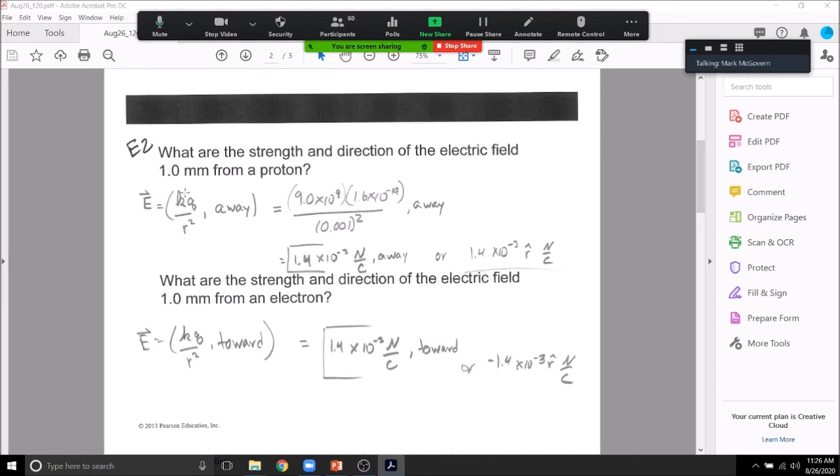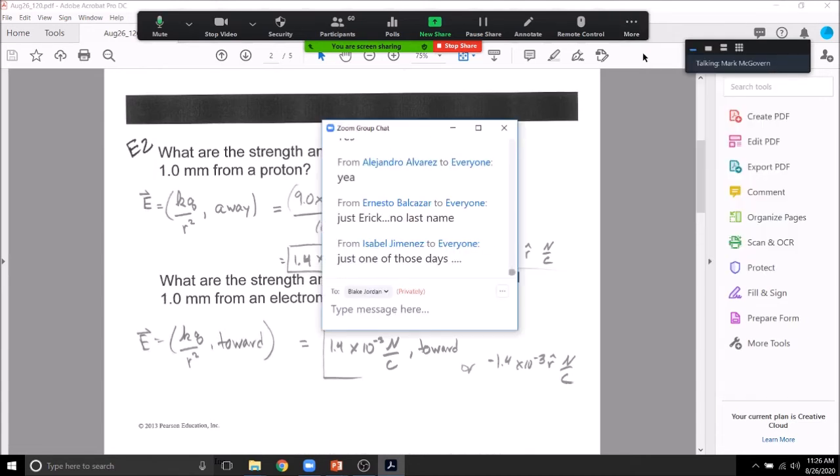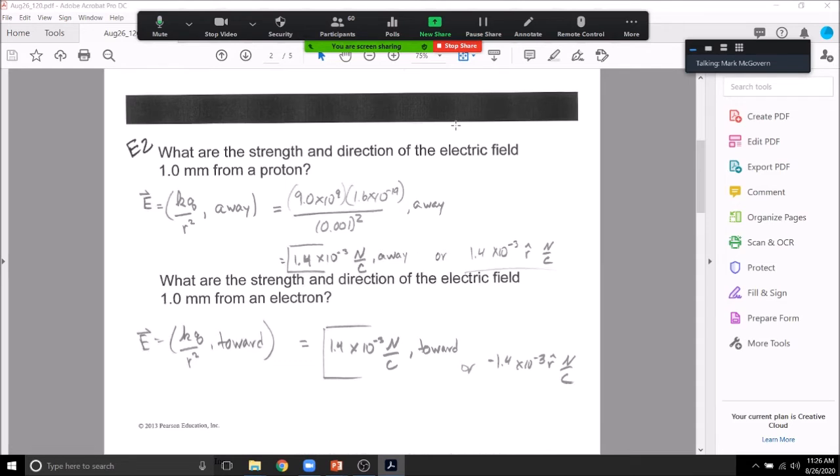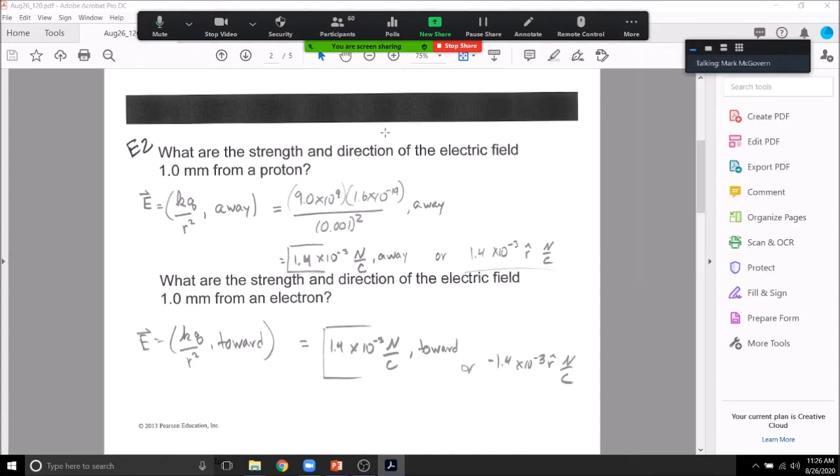All right, anyway. KQ over R squared. You heard what I said before. 0.001 on the bottom here. And we get an electric field. One of those days, everyone, it's not just one of those days. It's every day. Every day, bro, with that coronavirus flow. That's how it is these days, right? Anyway, 1.4 times 10 to the minus 3 newtons per coulomb away.